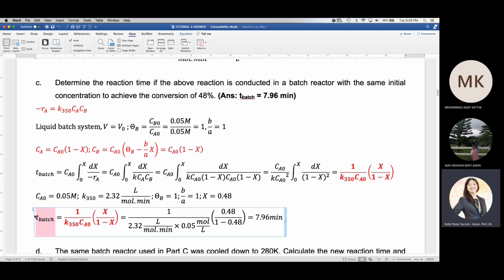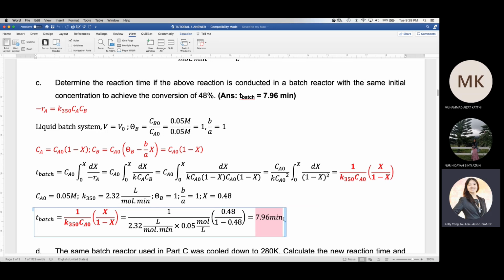So, part ni pun kamu kena faham. Batch reactor belah kiri dia sentiasa reaction time. PFR, CSTR, belah kiri dia adalah volume. Okay, sebab tu dalam bahagian ni, kita nak cari reaction time. Okay, so, K kita dah tahu, CA0 we still use the same one. In this case, the conversion is given as 0.48. So I replace my X with 0.48. You will get the reaction time as 7.96 minutes.